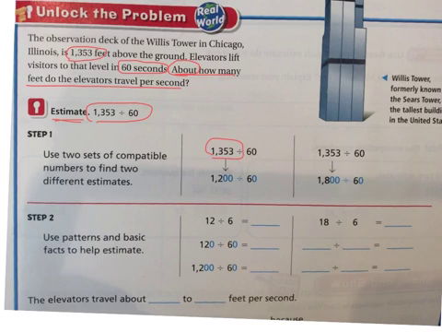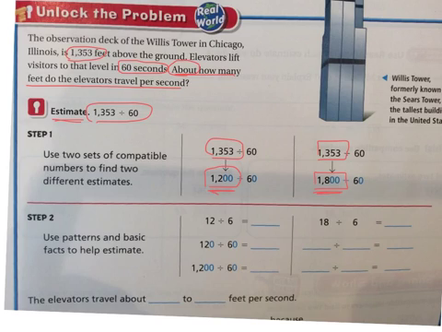1,353 divided by 60 is pretty close to 1,200 divided by 60. Would you agree that that's true? On the other hand, 1,353 is also pretty close to 1,800. Why do you think the book chose to use these two numbers, 1,200 and 1,800, to divide by 60 and to use for the estimate?